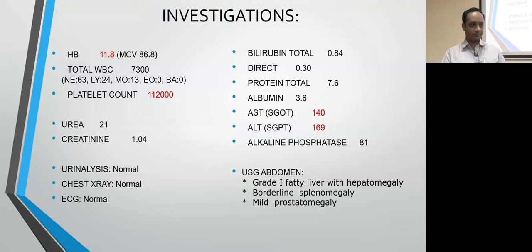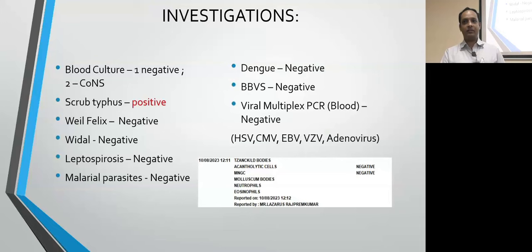So we went ahead and did the investigations. And because it was an acute undifferentiated febrile illness with involvement of palms and soles initially, we had sent a rickettsial test also, and scrub. The scrub came positive. All the others were negative.